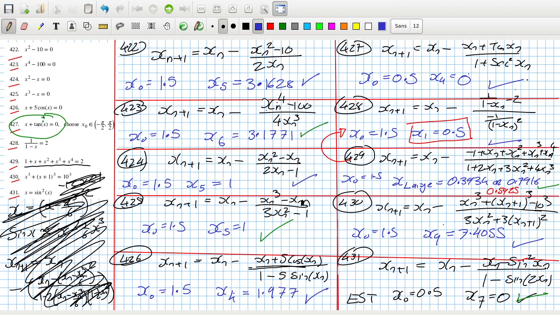Okay, a messy exercise today, but we're finished now. Up to 431.